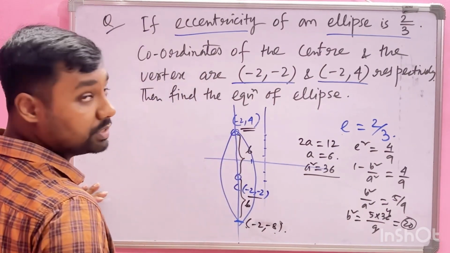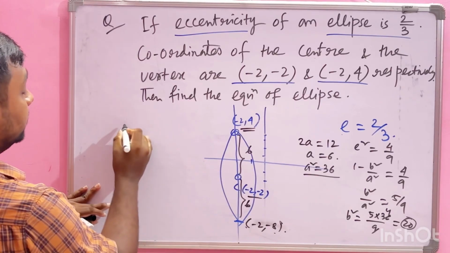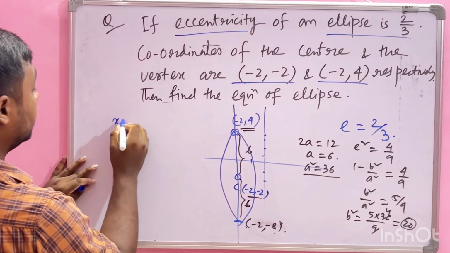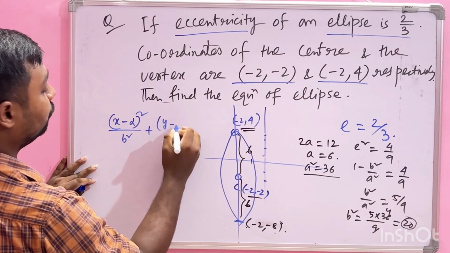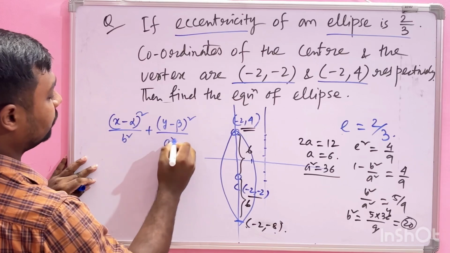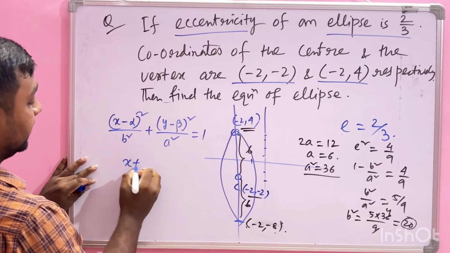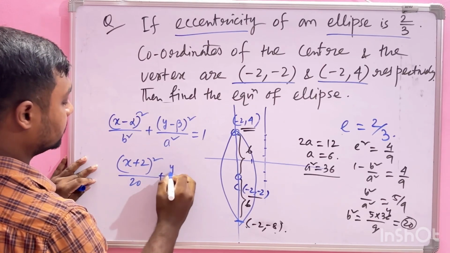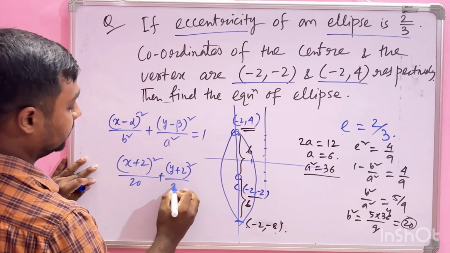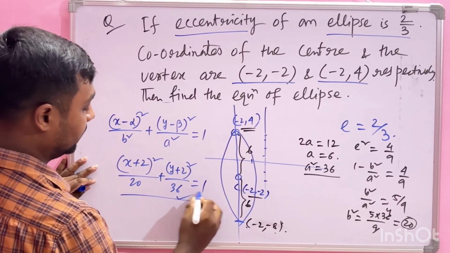Since the major axis of this ellipse is parallel to the y-axis, the equation of the ellipse is (x minus alpha)²/b² plus (y minus beta)²/a² equal to 1. So (x plus 2)²/20 plus (y plus 2)²/36 equal to 1. So this is the equation of the ellipse.